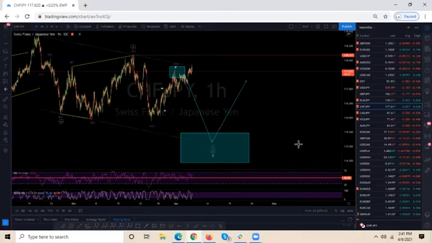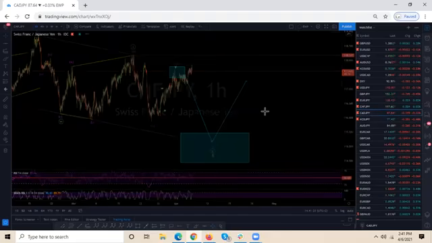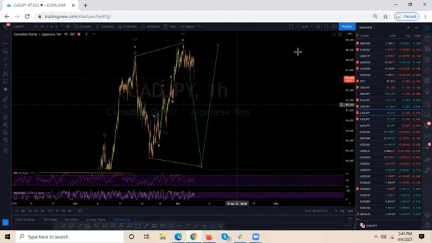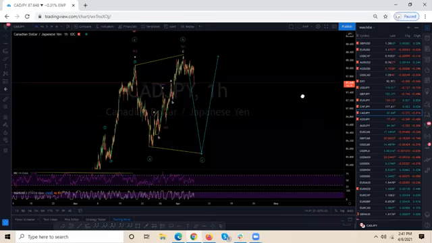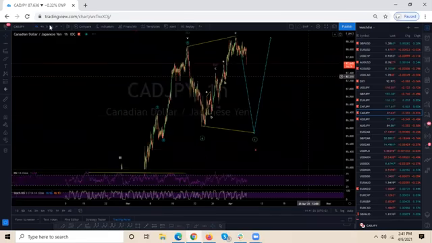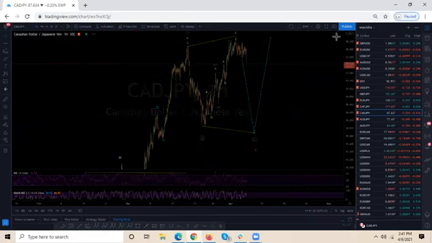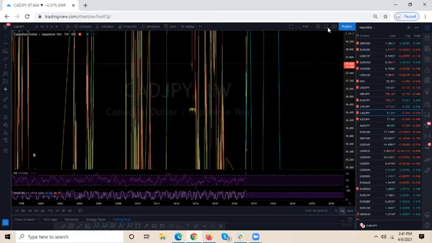Right, so that's all what we have on Chief Yen. Let's move forward, guys, and let's look at CAD Yen. CAD Yen looks like it's playing out the way we've wanted it, but let's start from the higher time frame on a weekly. Let's see what we have here.